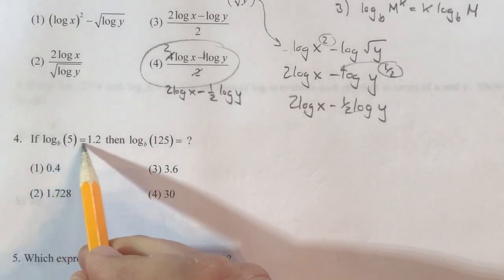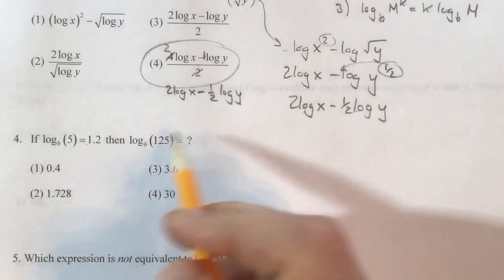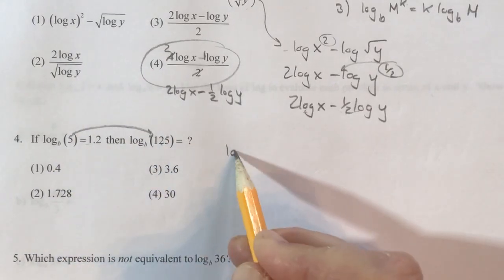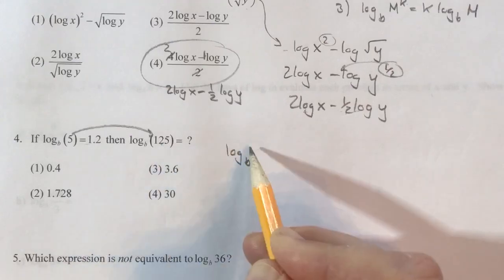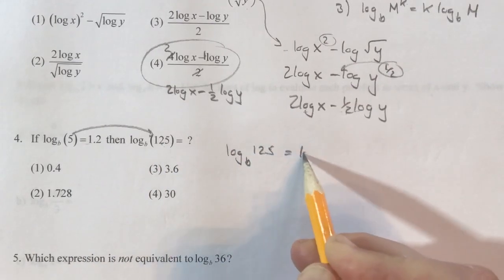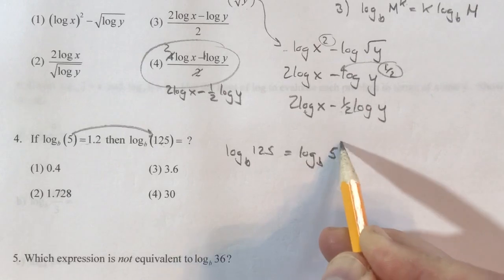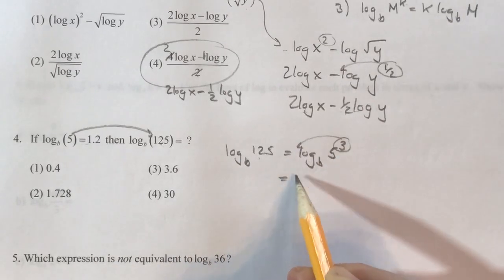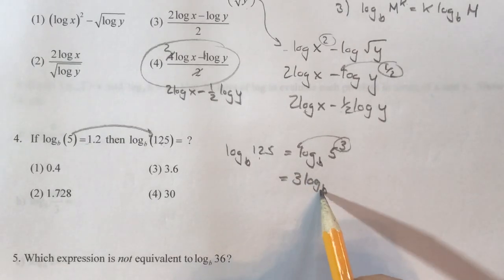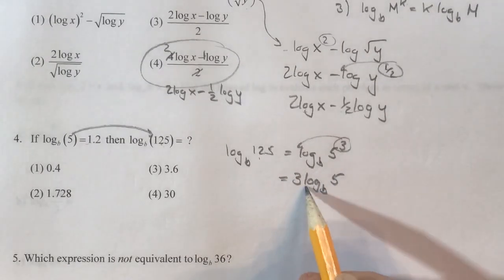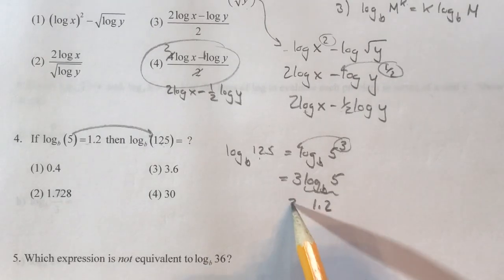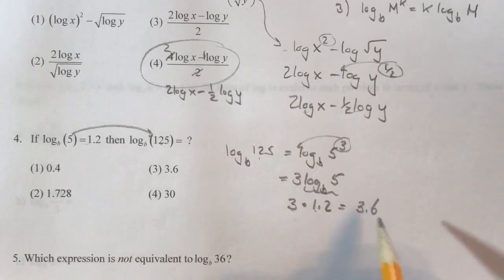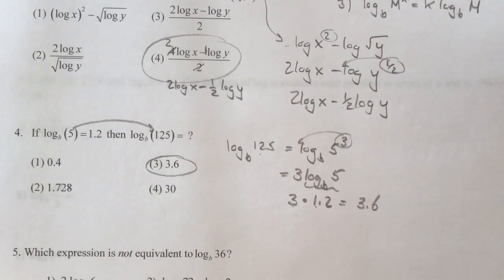All right, log base b of 5 equals 1.2. What is log base b of 125? Okay, so how is 5 related to 125? That's what you got to figure out. Log base b of 125. That's the same thing as log base b of 5 to the 3rd power. 5 to the 3rd power is 125. And I'm going to take that 3, move it in front. And they told me this was 1.2. So now it's going to be 3 times 1.2, which is 3.6. Notice I'm not using my calculator.